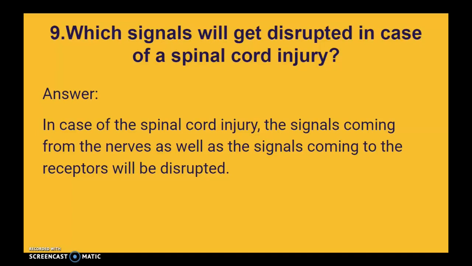Which signals will get disrupted in case of a spinal cord injury? Answer. In case of the spinal cord injury, the signals coming from the nerves as well as the signals coming to the receptors will be disrupted.